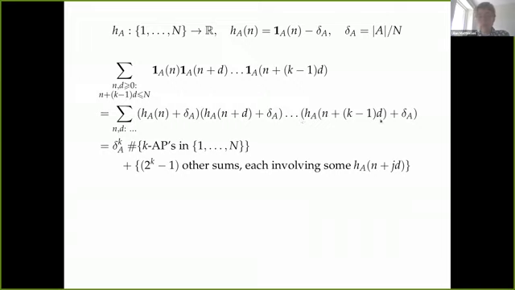From the other terms that occur when you multiply out, you pick up 2 to the k minus 1 further sums, and each of them involves some instance of a factor h A. And the claim is then that if the uniformity norm of h A of a suitable order is sufficiently small, then each of these additional sums only contribute an error term to the expansion of our counting problem.